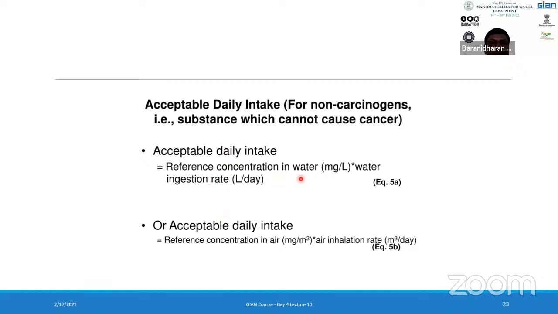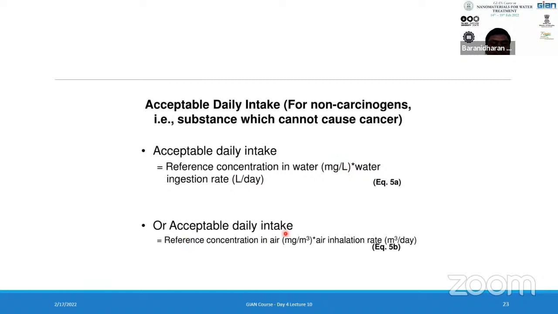Reference concentration in water, it can be in soil, in air, or in water. Assume it is in water, multiplied by the water ingestion rate, that is how much is consumed per day. Assume that on average it is 2.5 to 3 liters, so say 3 liters per day. And what is the concentration in that 3 liters? Again, milligram per liter or microgram per liter.